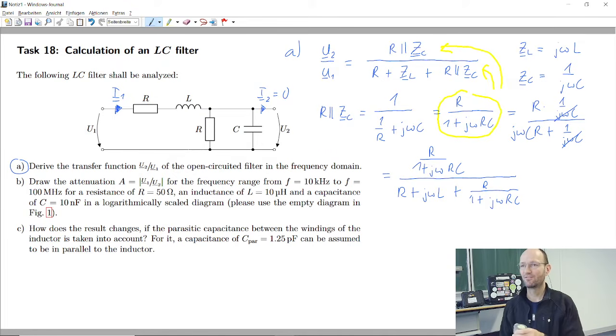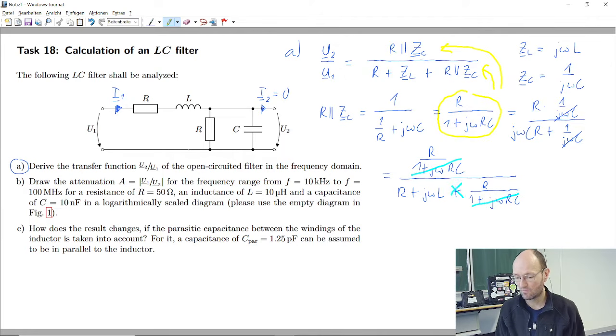Any ideas? Double fractions are usually bad. No one likes double fractions, so let's try to get rid of this double fraction. So once again, let's expand with this term here. Let's try to get rid of this. So we multiply here with this, we multiply here with this, so then it's gone here and there.